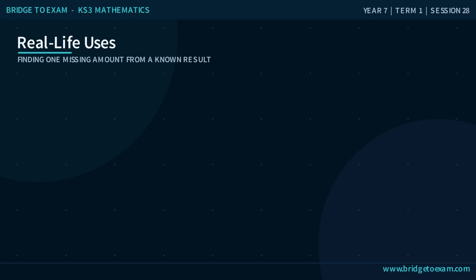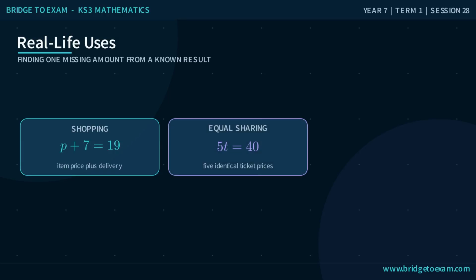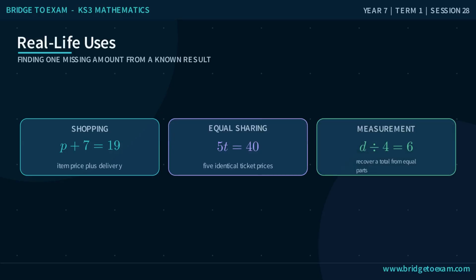One-step equations appear whenever a known result hides one missing amount. If an item plus a 7 dirham delivery charge costs 19 dirhams altogether, an equation finds the item's price. If 5 identical tickets cost 40 dirhams, 5t equals 40 finds the price of one ticket. If a journey is split into equal sections, a division equation can recover the total distance.